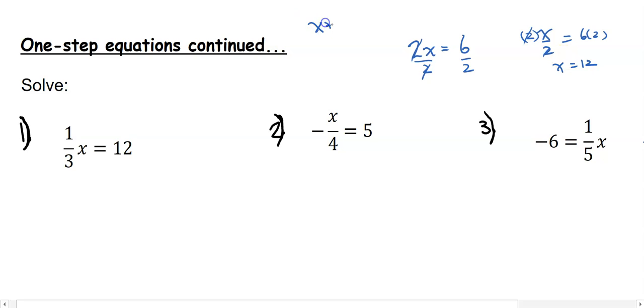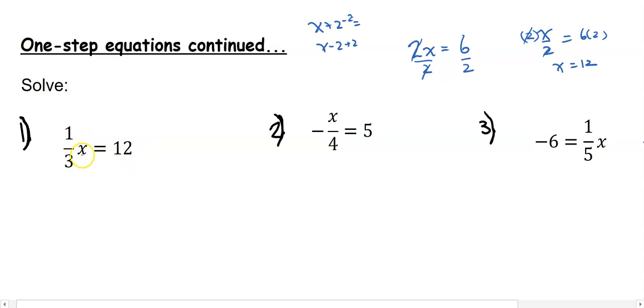Or the inverse operation to adding 2 is to subtract 2 from both sides, and the inverse operation to subtracting 2 would be adding 2 to both sides, etc. So what happens now when we have fractions in our algebra? For example, 1/3 of x is 12.